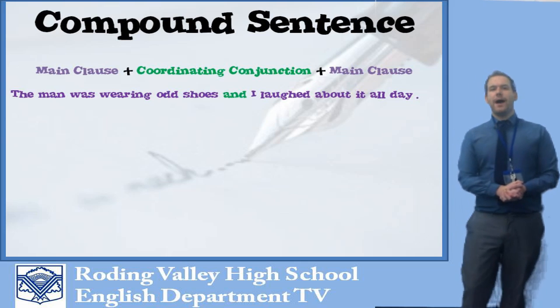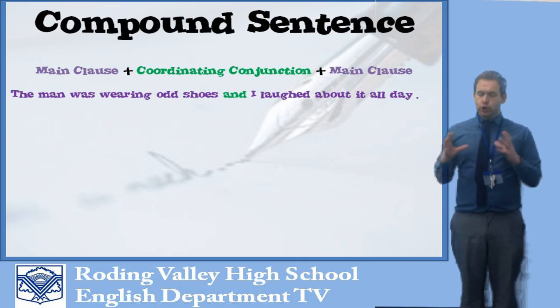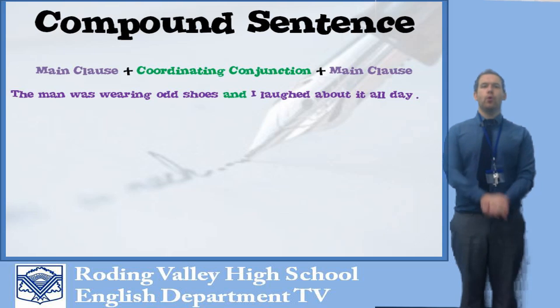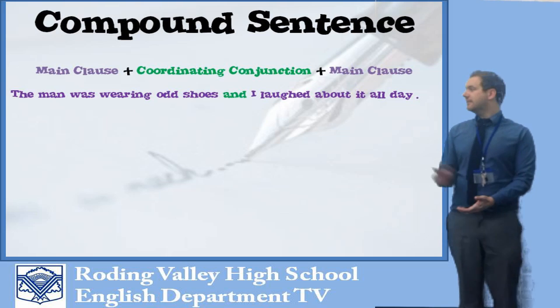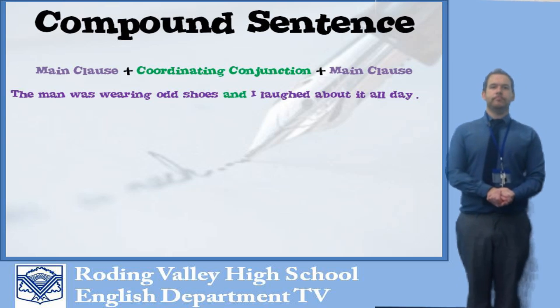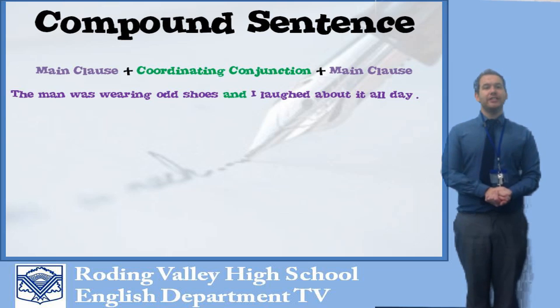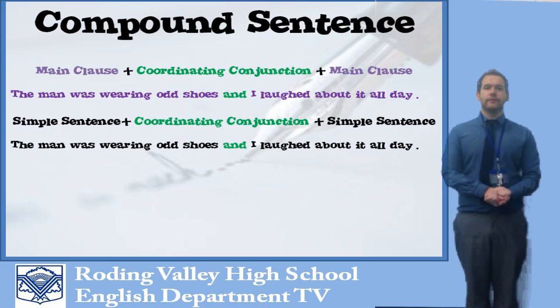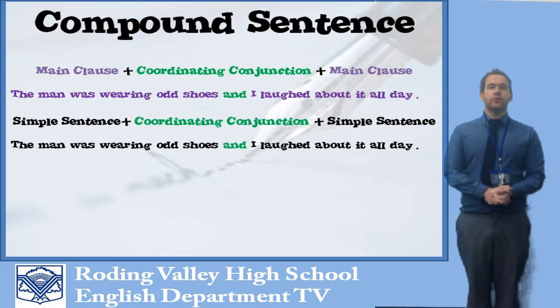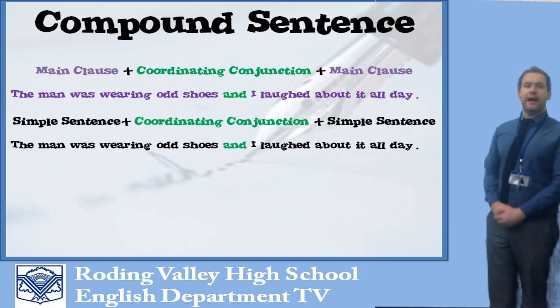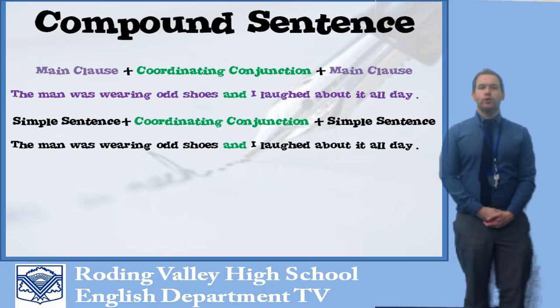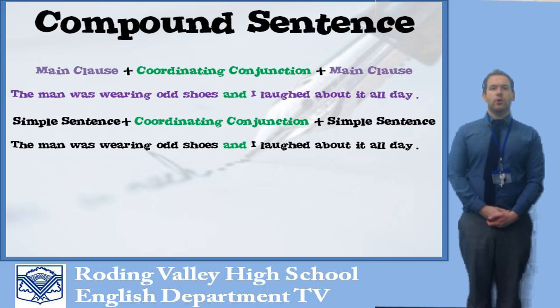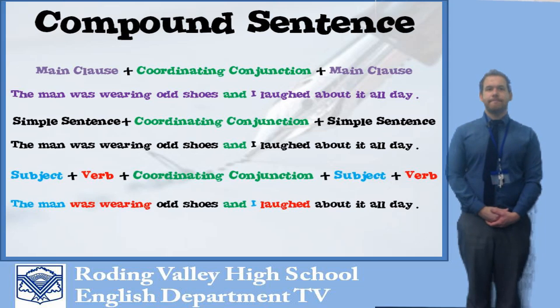Moving on then to compound sentences. They are two main clauses linked with a coordinating conjunction. Like this example. Here, the coordinating conjunction is the word and. A compound sentence could also be described as two simple sentences joined by a coordinating conjunction. If you look either side of and, the man was wearing old shoes, I laughed about it all day, if not joined, would be two simple sentences.